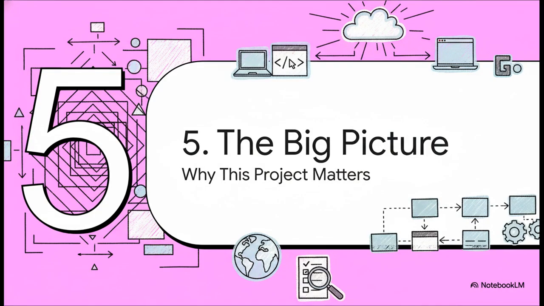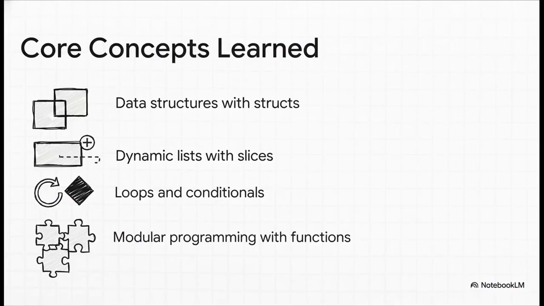Okay, let's zoom out for a minute and look at the big picture. Yeah, we just walked through a tiny little to-do app. But why does a project this simple matter so much? Well, because the concepts we just used are the absolute foundation of software development at any scale. Just think about what we did conceptually. You've defined your own custom data types with structs. You've managed lists of data that can change and grow using slices. You've controlled how the program flows with loops, and you've kept your code clean and reusable with functions.